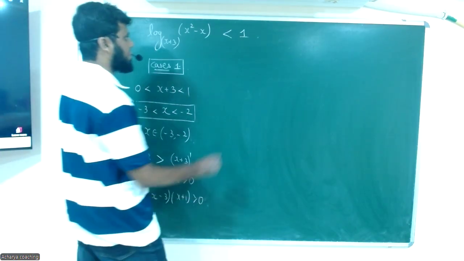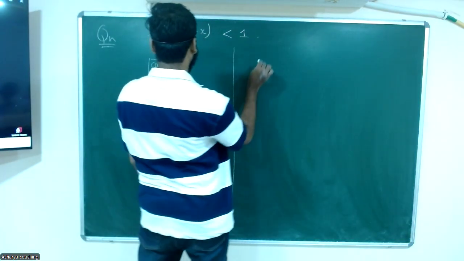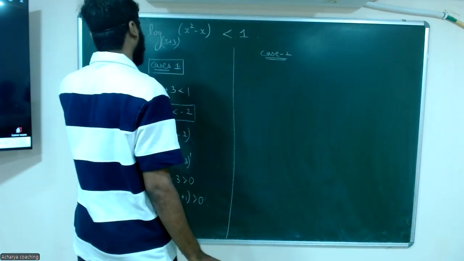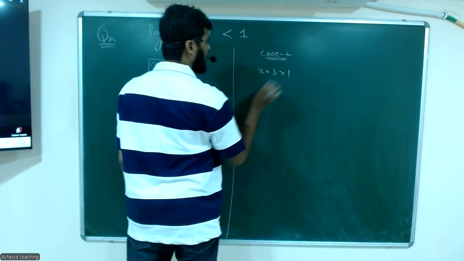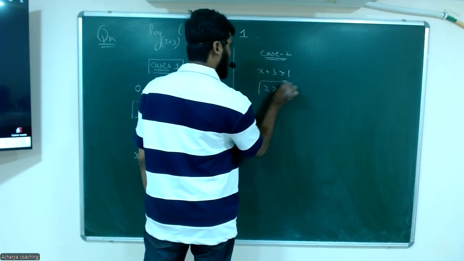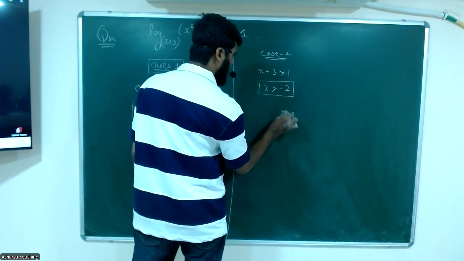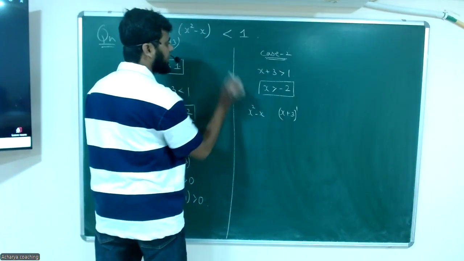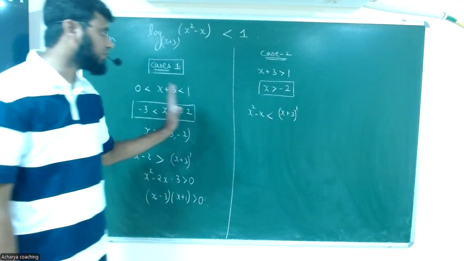Next, case 2. What is case 2? x plus 3 greater than 1, which is x greater than minus 2. So in that case, (x+3)^1 and here we'll have x square minus x. The sign of inequality will be the same. Clear? The sign of inequality will be the same.